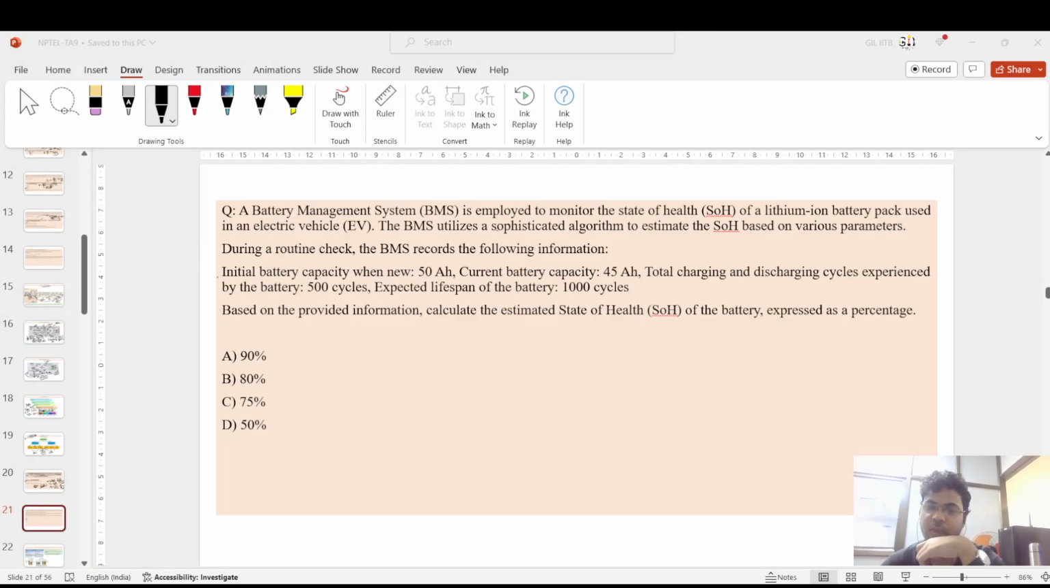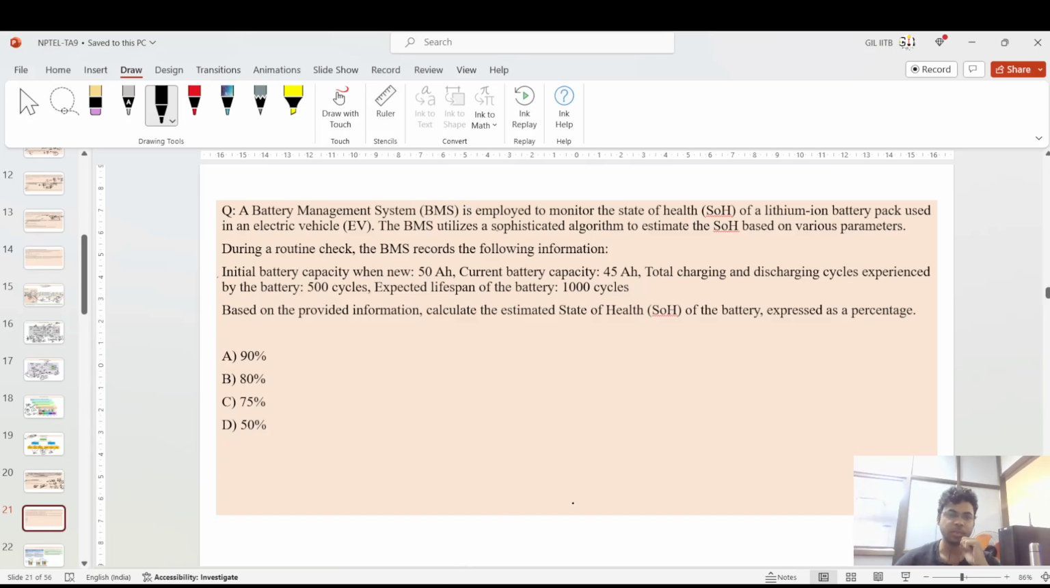Also, what kind of battery you are using, a lead acid battery or a lithium ion battery. The common knowledge for the EV application is that if your battery capacity goes below 20%, you should discard your battery.